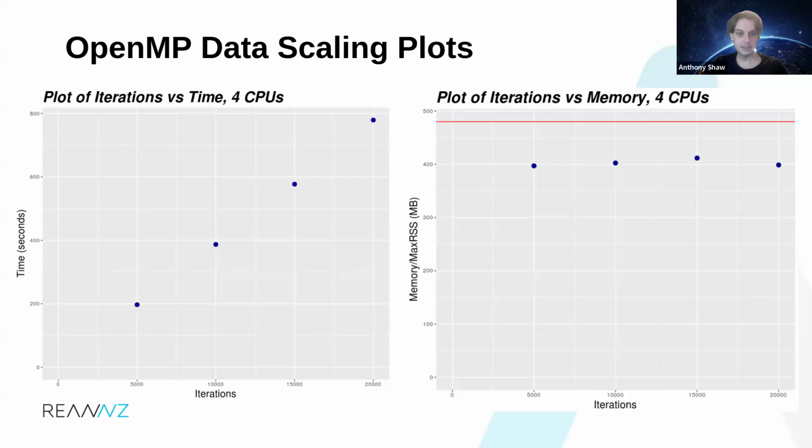Now looking at our plots, the peak memory usage appears largely unchanged. And so this means that for this example, we shouldn't need to change the requested memory regardless of how many iterations or how big the data size is. So the data size in this case doesn't affect the amount of memory required.